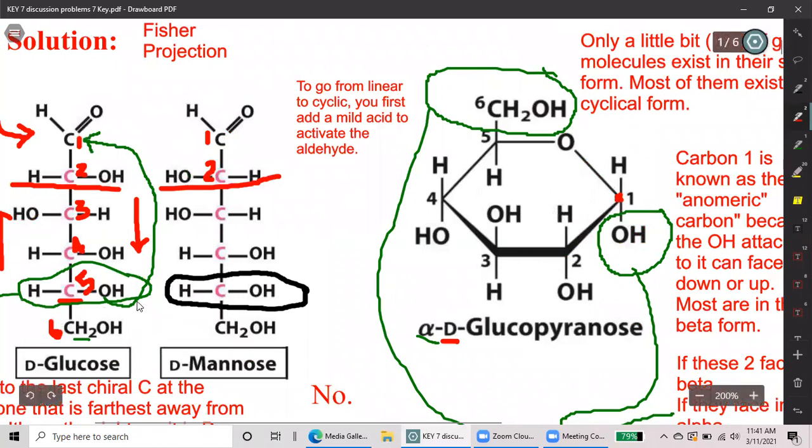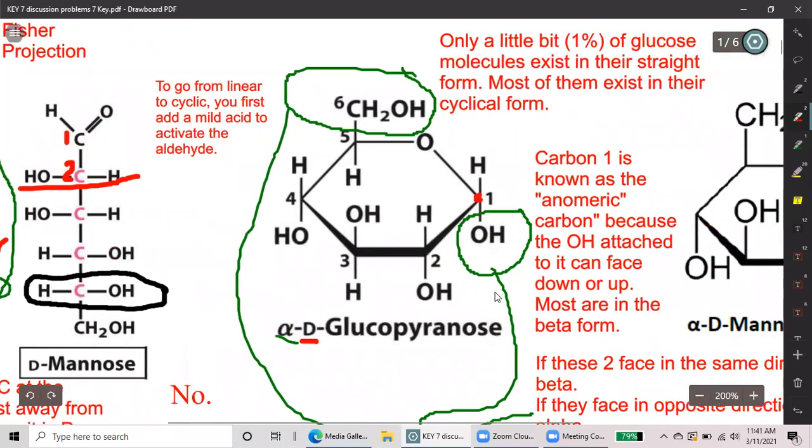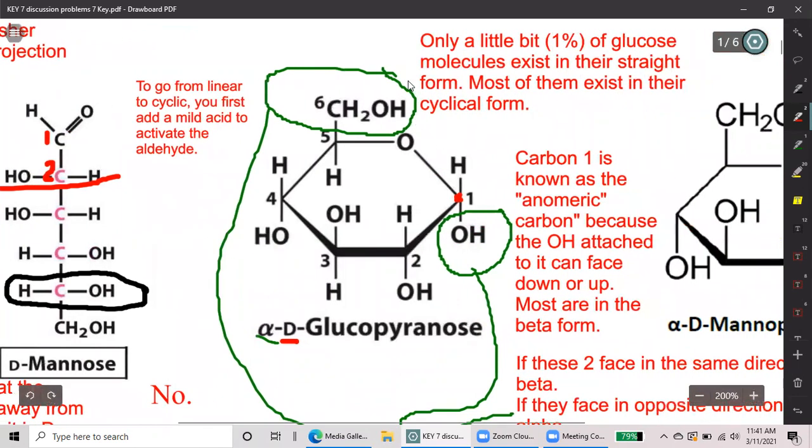So over here we covered that to determine whether it's D or L, you have to look at the last chiral carbon away from the aldehyde group. And if that alcohol group is on the right, it's D, and if it's on the left, it's L. Well, when you're in the circular form, all you have to look at is your 6th carbon, okay? So if this group is up, then it's D. If that group is facing downwards, then you have L, okay?